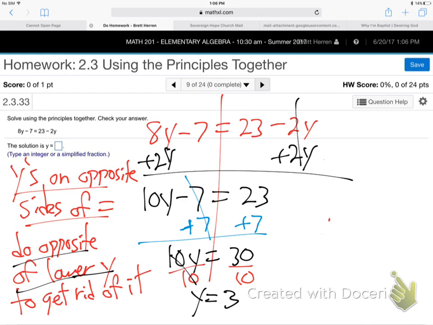Like I could have subtracted 8y from both sides. That would work fine too. It really doesn't matter. So yeah, just get rid of one of them. Just do the opposite of somebody and do it on both sides. And then that one will go away and you'll just have one of them and then it's just normal from there. That makes sense? Opposite sides, do the opposite of somebody. Same side, just like terms, right?